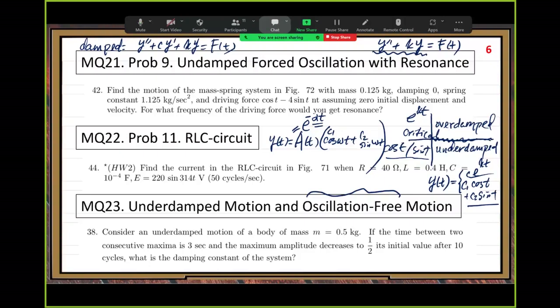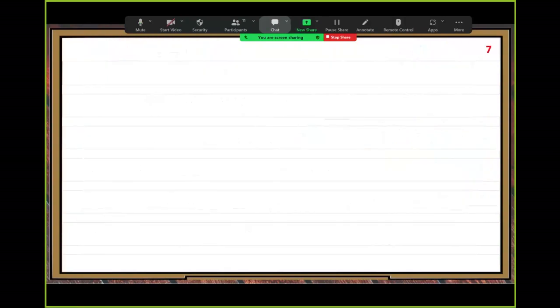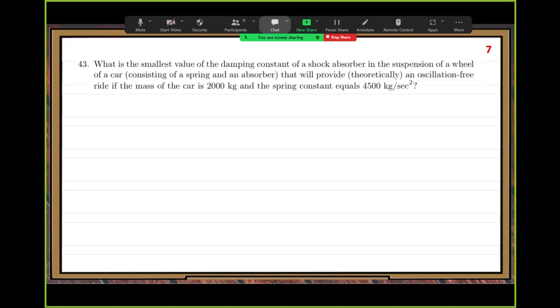Next, oscillation-free motion. Another sample question, also pretty interesting. You need to be able to recognize it. The word problem is hard to recognize, the question, then the model, and how to connect them. That part is based on your understanding. Only when you have a good understanding can you connect.